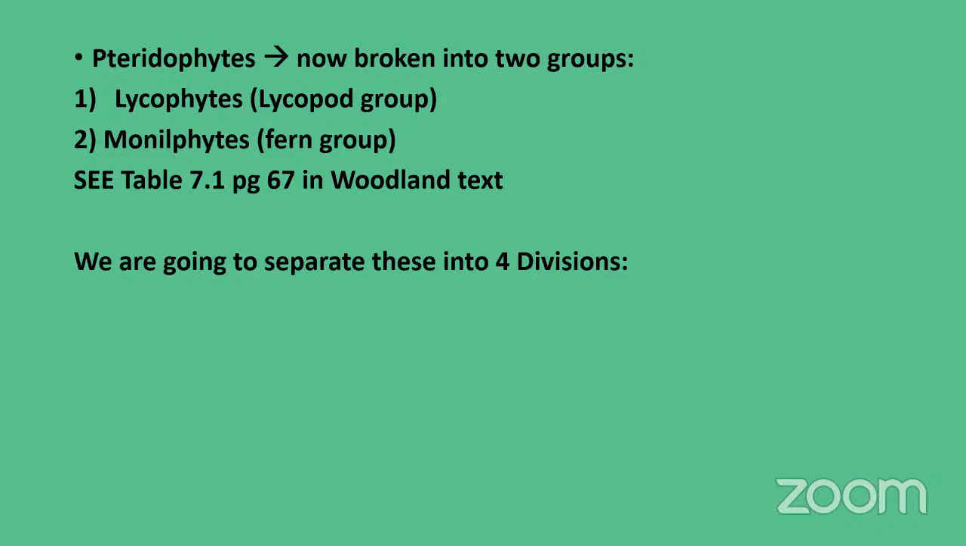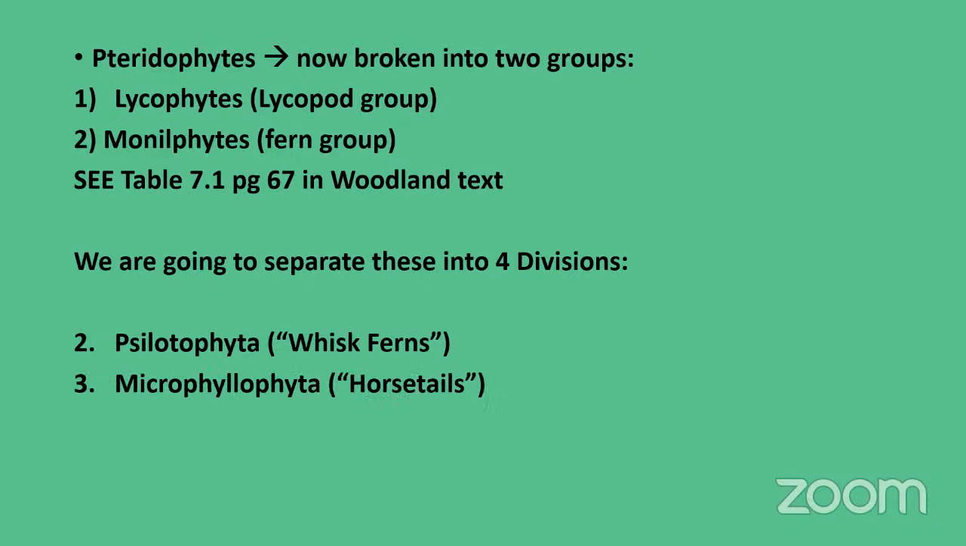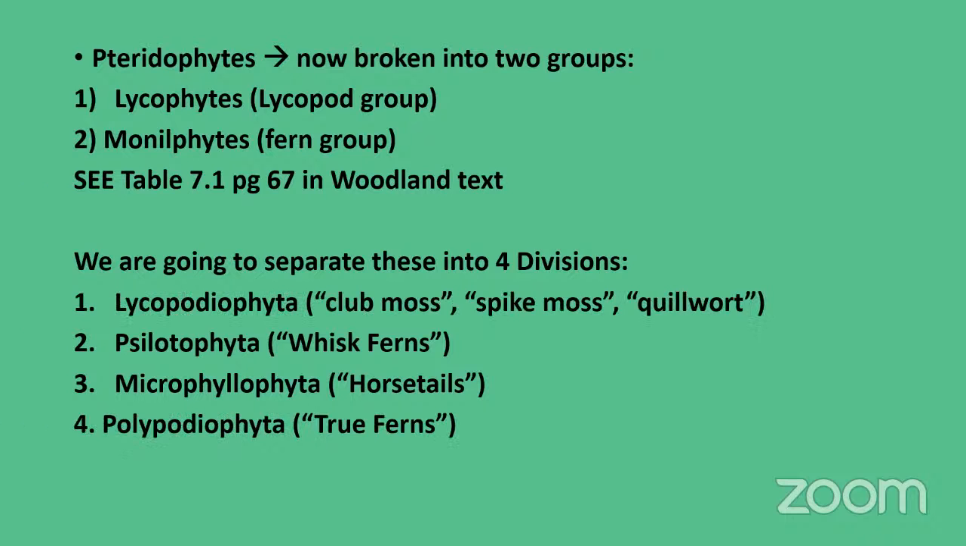So if we think about our divisions overall, we're going to put our lycophytes in their own group, so that's going to appear as number 1 in a second. But then as we divide the monilophytes, we're going to divide them into the whisk ferns, or Psilophyta, the horsetails, which are Equisetophyta, and the true ferns, or the Polypodiophyta. We're going to have club moss, our whisk ferns, our horsetails, and our true ferns.